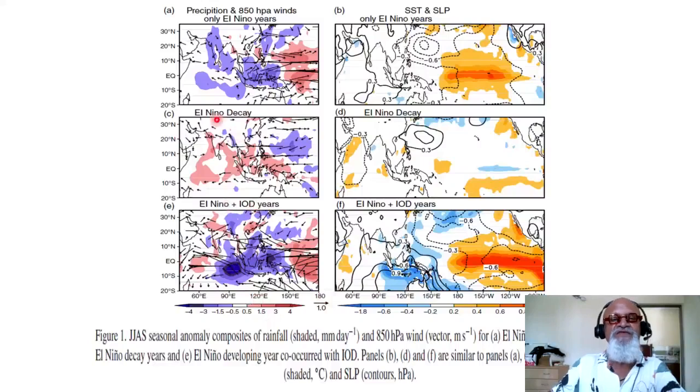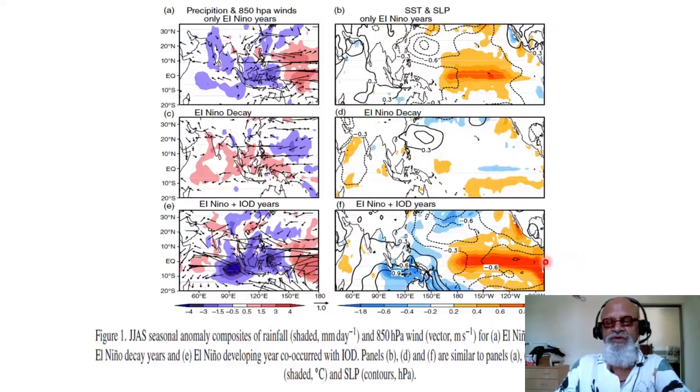Just to flip through a few, again, they do precipitation and 850 hectopascal winds for only El Nino years and associated SST and SLP. Looks like El Nino pattern here, even though it's more like a Central Pacific shifted a little bit. El Nino decay phase and El Nino plus IOD years. So decay, La Nina-like feature appears typical of decay of El Nino.